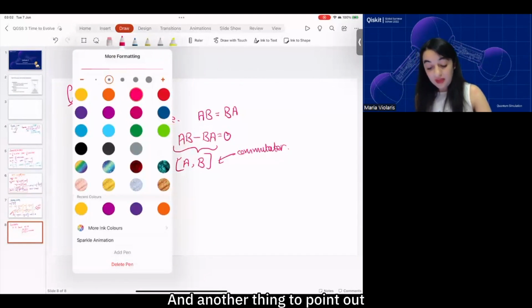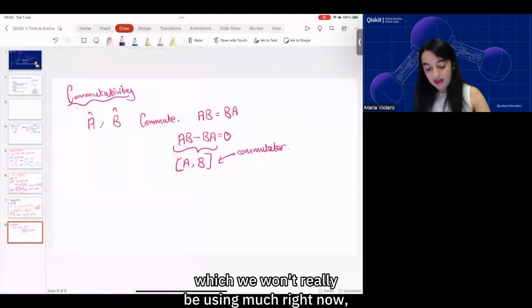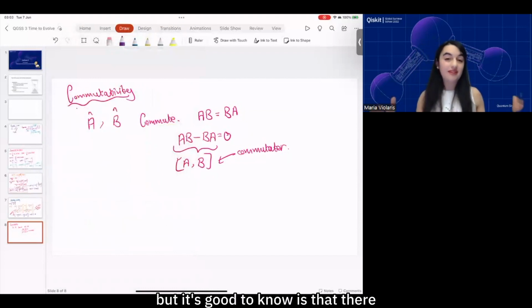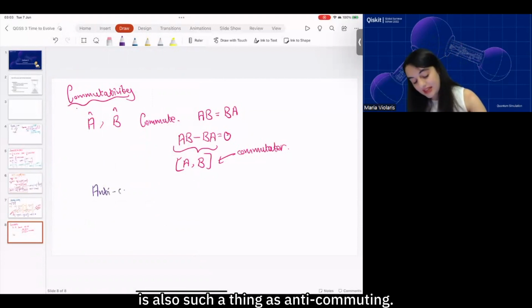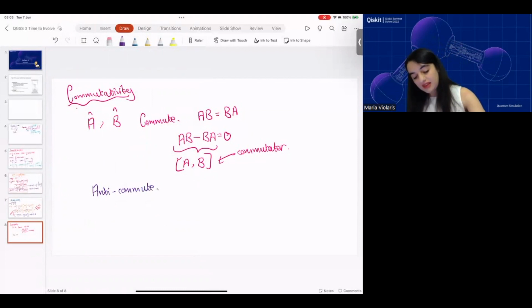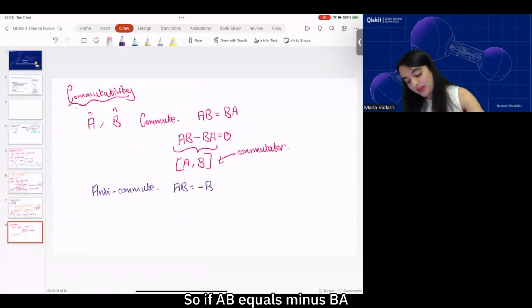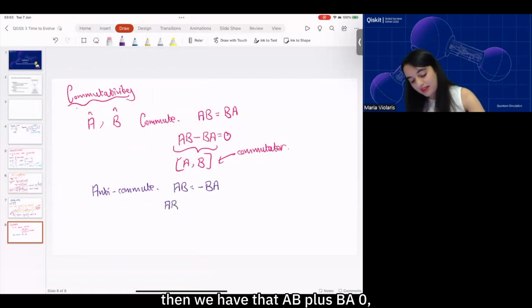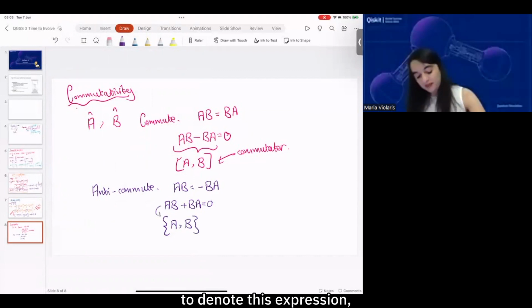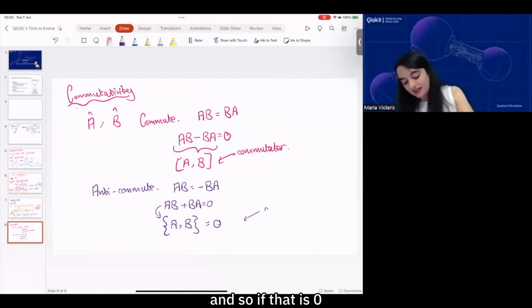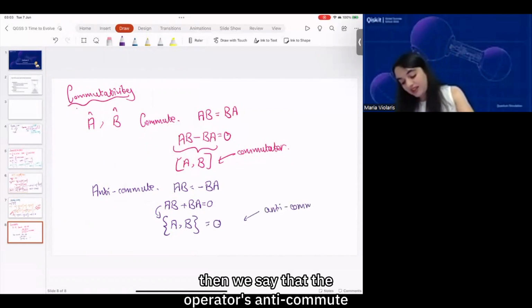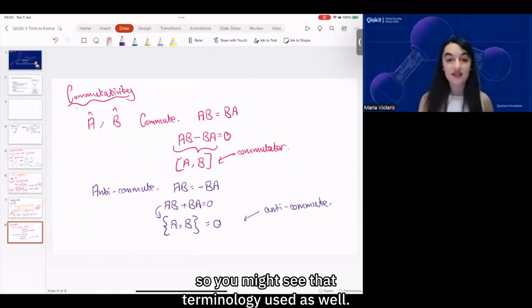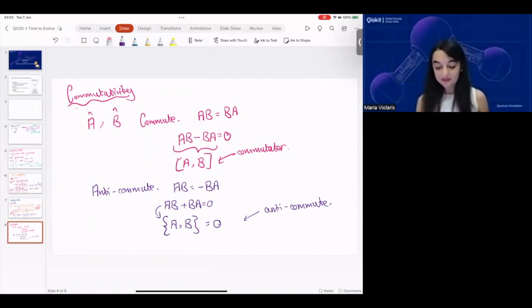And another thing to point out, which we won't really be using much right now, but is good to know, is that there is also such a thing as anti-commuting. So if AB equals minus BA, then we have that AB plus BA is 0, and then we use these curly brackets to denote this expression. And so if that is 0, then we say that the operators anti-commute. So you might see that terminology used as well.